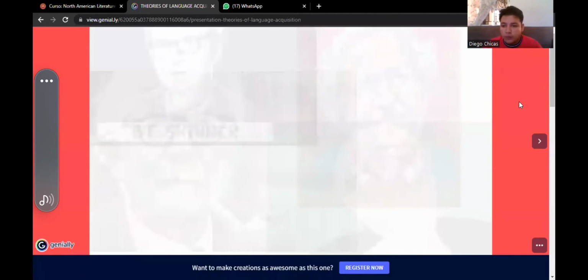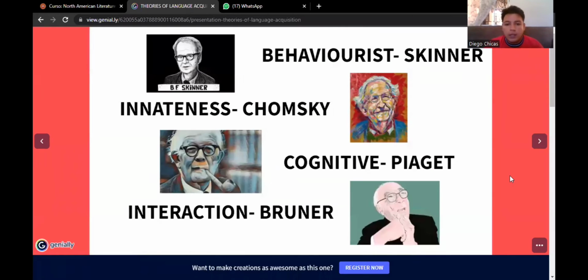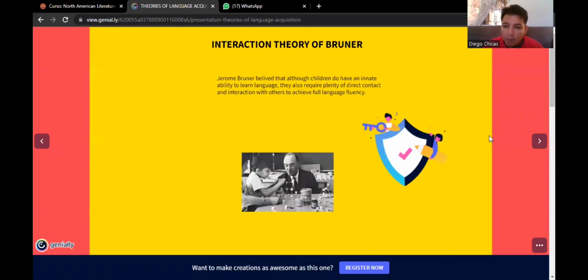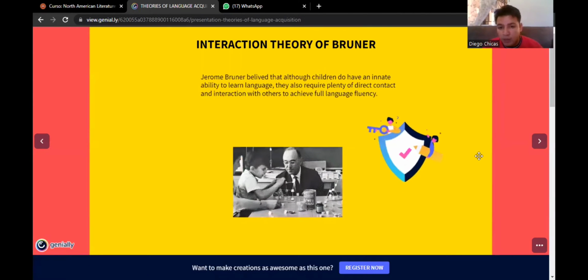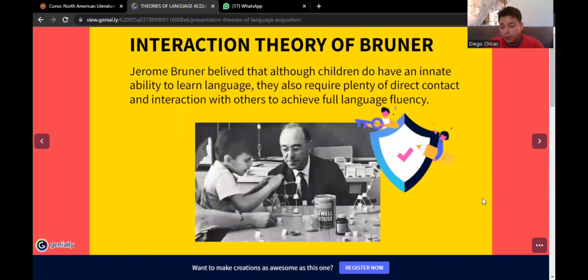First of all, we need to understand that there are four main theories: the behaviorist theory of Skinner, the innate theory of Chomsky, the cognitive theory of Piaget, and the interaction theory of Bruner. I agree the most with the interaction theory of Bruner, which basically says that we learn through interaction with our environment and with the people around us.